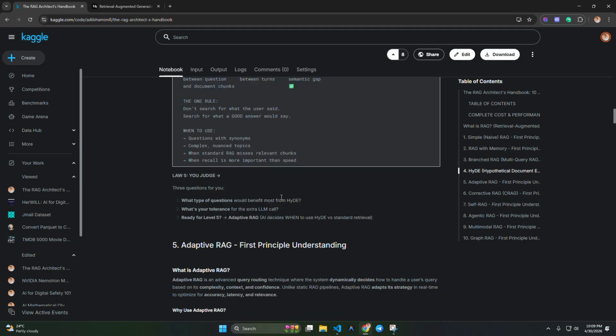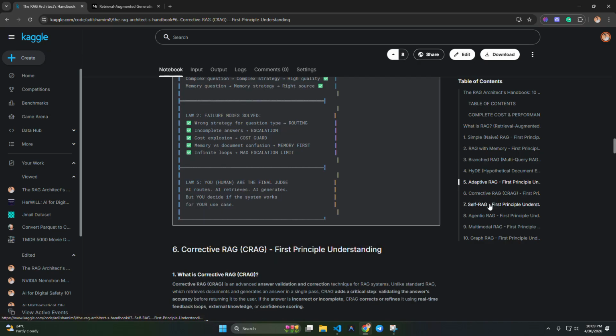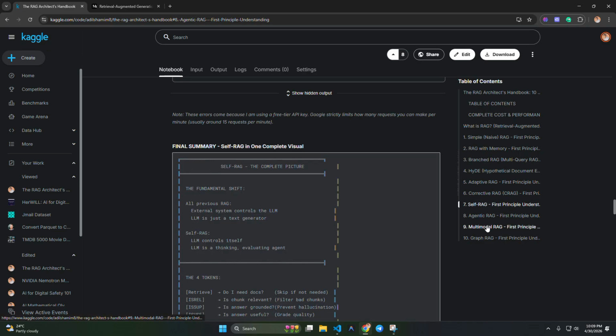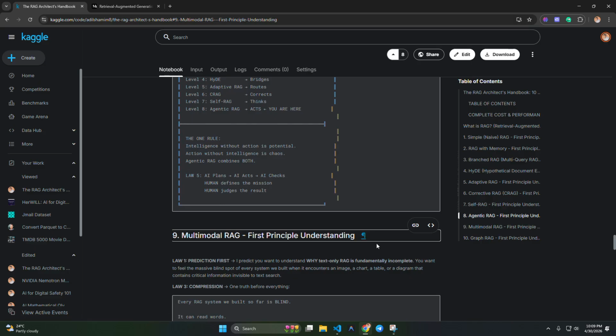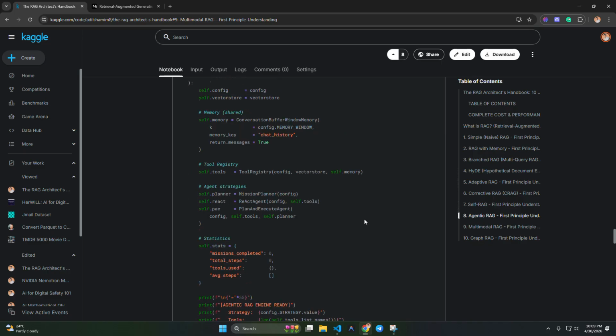Okay, this is production level RAG. There is self RAG, Agentic RAG, multimedia RAG. This is one of the important RAGs. I hope you come here and try to understand all.